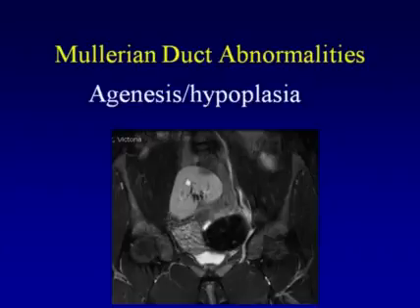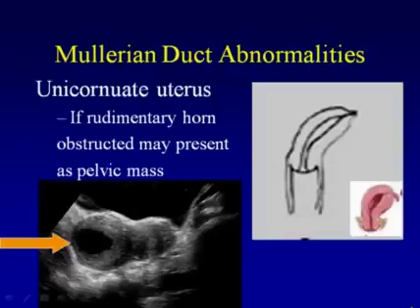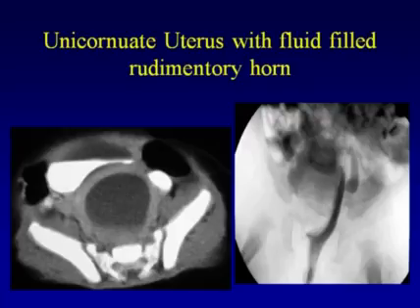You can have complete agenesis of the Müllerian ducts, and that can result in complete absence of the uterus, and they're often associated with bladder and kidney abnormalities. Here we have an ectopic kidney. You can have failure of formation of one of the horns, and this results in a unicornuate uterus. If a rudimentary horn is present, it may be obstructed and present as a pelvic mass. With MR, CT, or VCUGs, you can help assess the rudimentary horn.